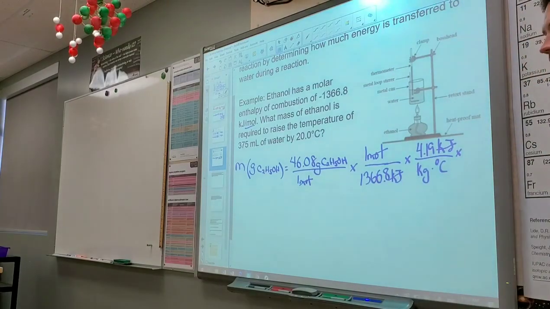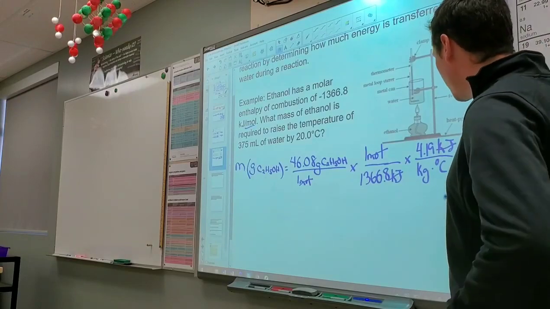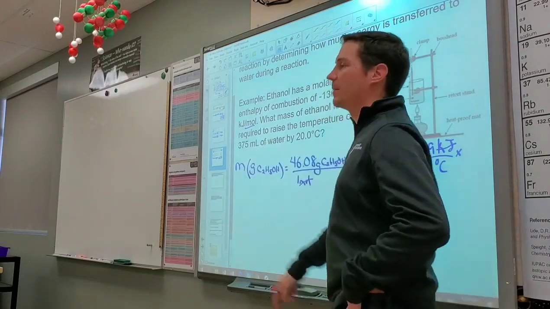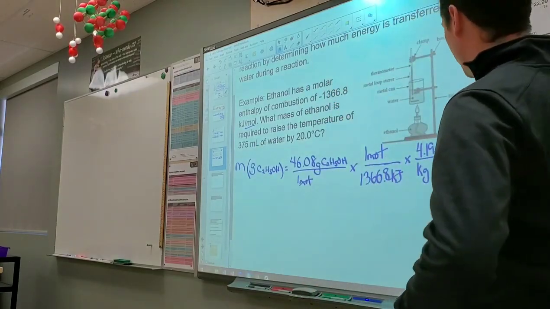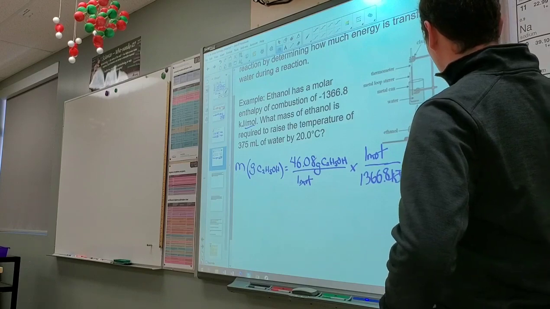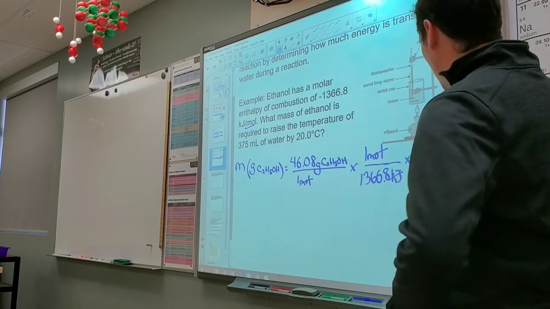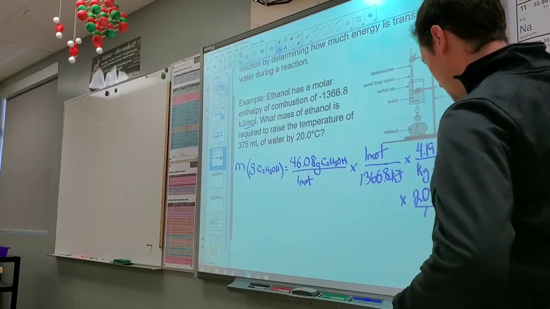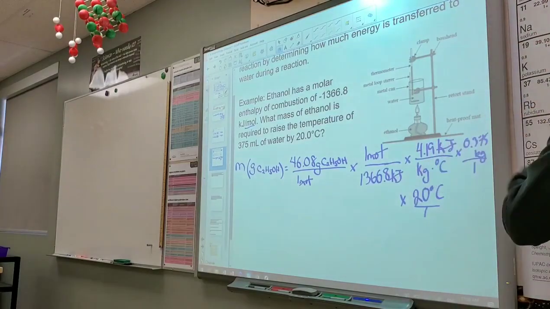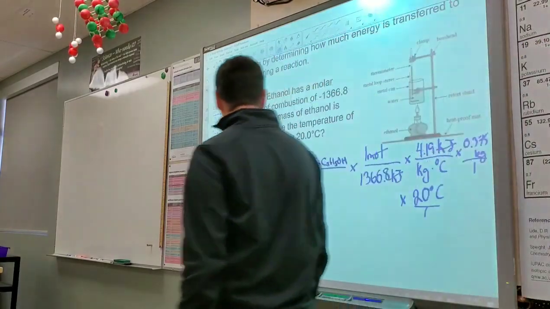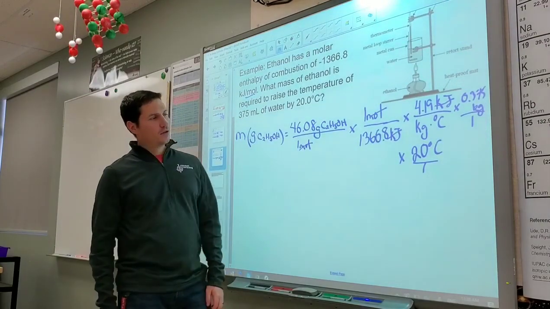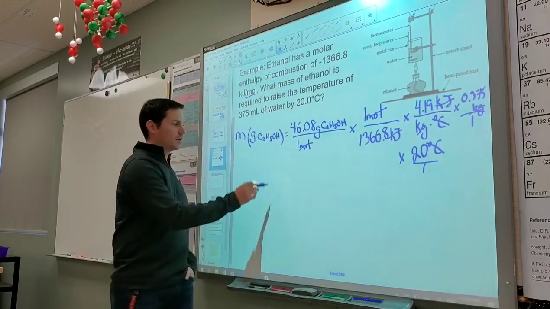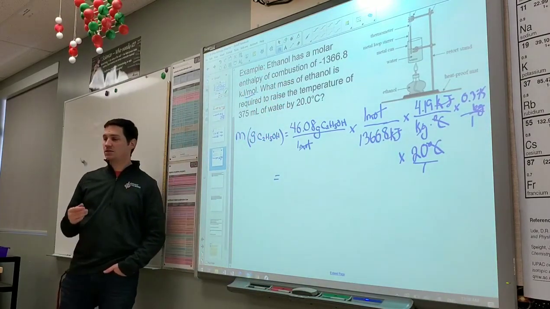What are the only two things I need? I need to multiply by the kilograms. How many kilograms of water is this? 0.375 kilograms. And then I also need to multiply by 20 degrees Celsius, right? I apologize, I couldn't fit it all in one line, but hopefully you understand what's going on. So our kilograms and kilograms cancel out, our degrees and degrees cancel out, and we should be left with a mass.